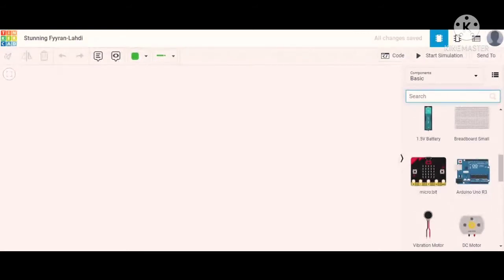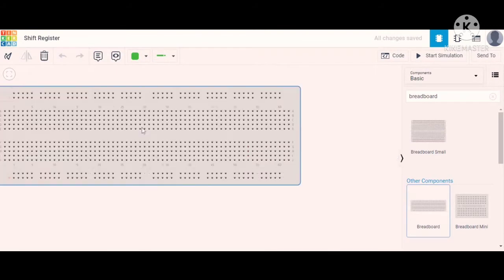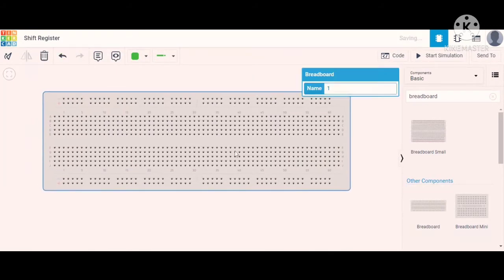So here the first thing is, first of all, save the screen by writing the name shift register. So in order to perform this experiment, we require a breadboard. So put the breadboard on the left side of the screen. This one is the breadboard.